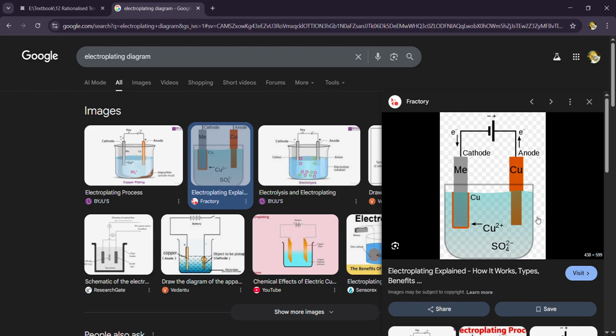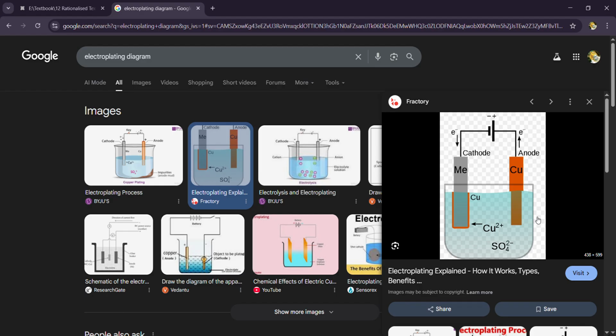We will take a desired metal, an inferior metal, which we need to coat, and take the solution of the metal which we are coating. Now we are coating the copper. That's why we take the copper sulfate, CuSO4. Here Cu is a positive ion and SO4 is a negative ion.